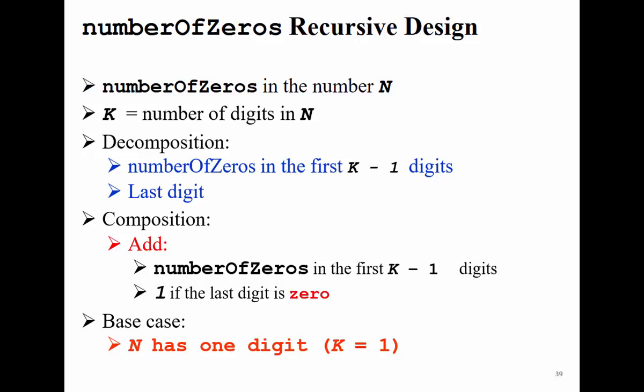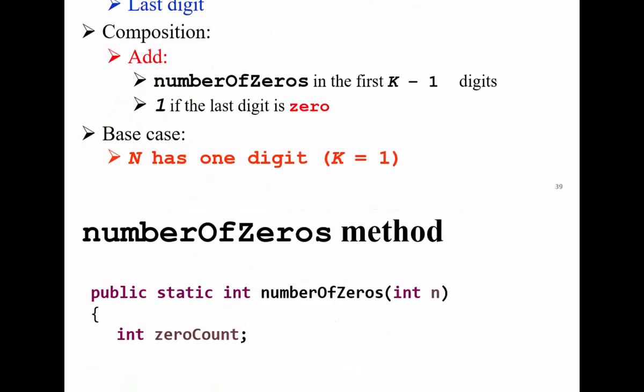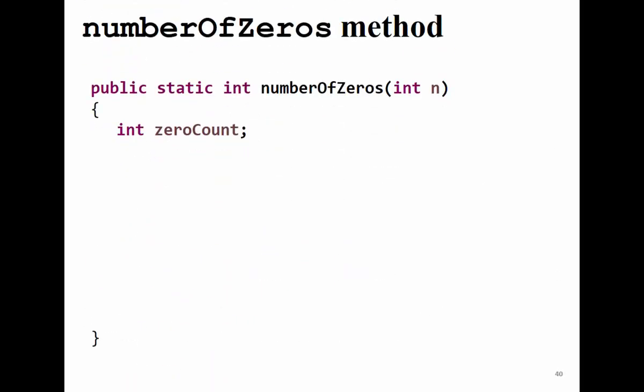So what is the base case? n has 1 digit. That is the base case. Can you complete it? Take 1 minute and try to complete it. We discussed it, we analyzed it, we know what the base case is, and we know how we're going to break it down. Can you complete this one? Take 1 minute.